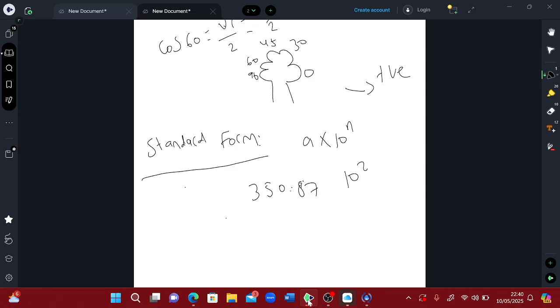So yeah, if you times by 10 to the 2, you're going to have 35,087. Now, on the opposite side, if you times by 10 to the -2, you're going to move the decimal point back by 2 places. So it's going to be 3.5087 instead. And that's all it is, essentially.